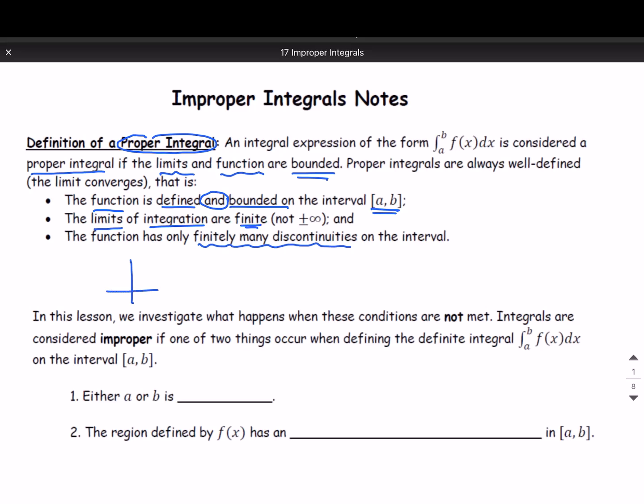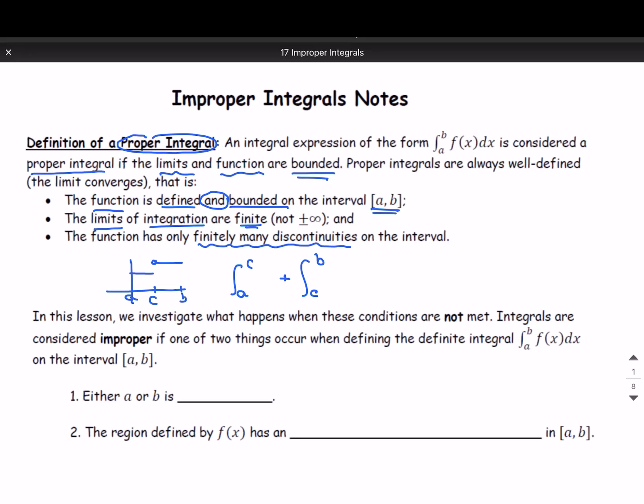For instance, if we have a function that's discontinuous like this, okay, let's say we're going from a to b and there's this discontinuity at c, we would break the integral up into two integrals and then be able to evaluate it. But if you have more than a finite number of discontinuities, where you can't count them, then you can't do that. So that's what makes a proper integral.